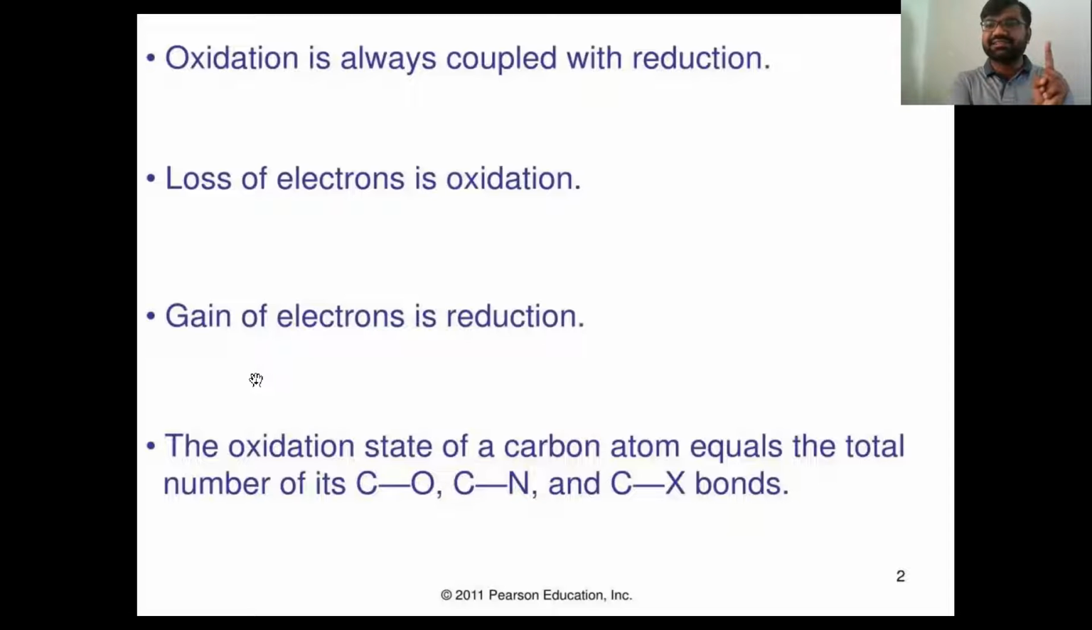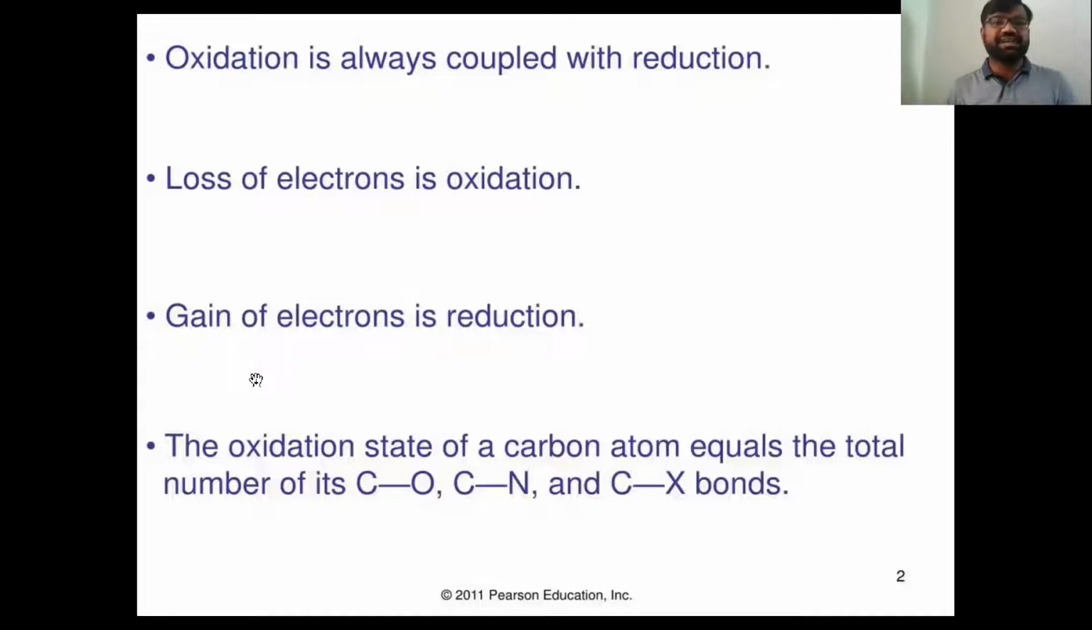Electron addition is basically reduction. Electron loss is oxidation. Oxygen addition is oxidation. Oxygen removal is reduction. Hydrogen addition is reduction. Hydrogen removal will be oxidation. This way, these are the reductions and oxidations.